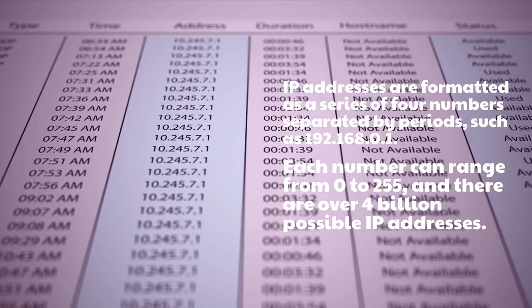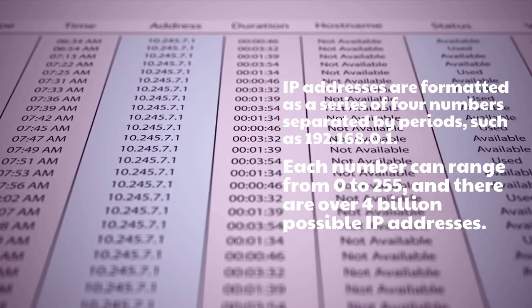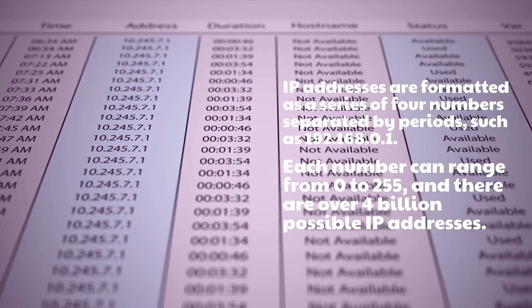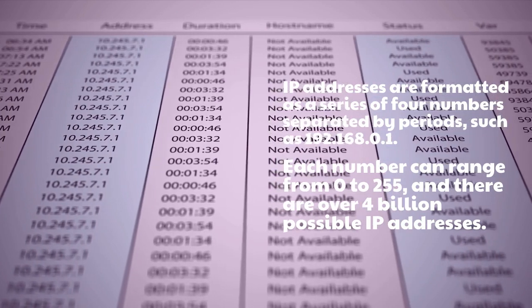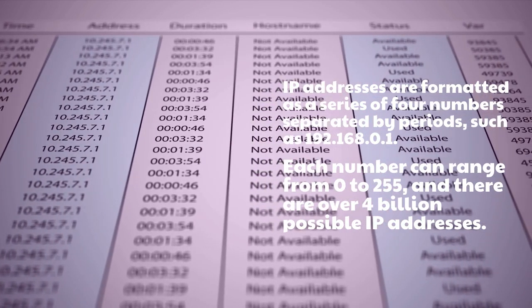IP addresses are formatted as a series of 4 numbers separated by periods, such as 192.168.0.1. Each number can range from 0 to 255, and there are over 4 billion possible IP addresses.